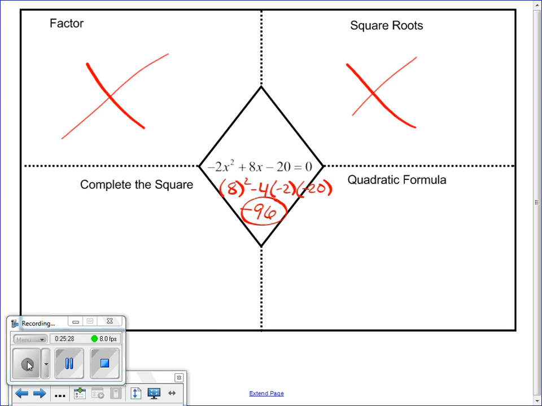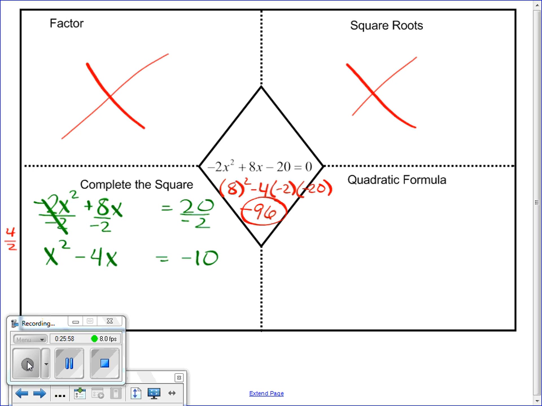So the first thing we want to do is move our c value to the other side. So I'm going to add the 20. And then we have to divide by a, so negative 2. Watch your signs here. Hold on. My brain got real excited to cancel things out there. So we have an x squared minus 4x equals negative 10. No fractions. Then your b over 2, so 4 divided by 2 squared. So we're going to add 4.